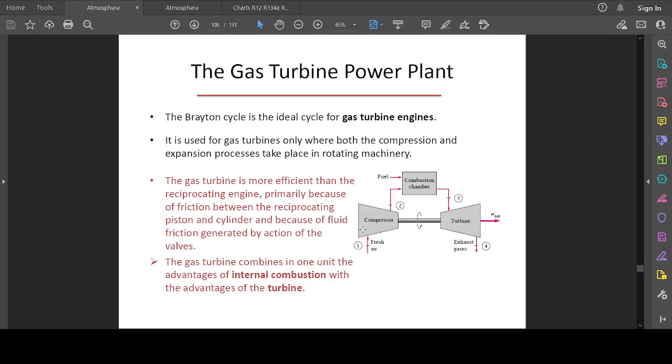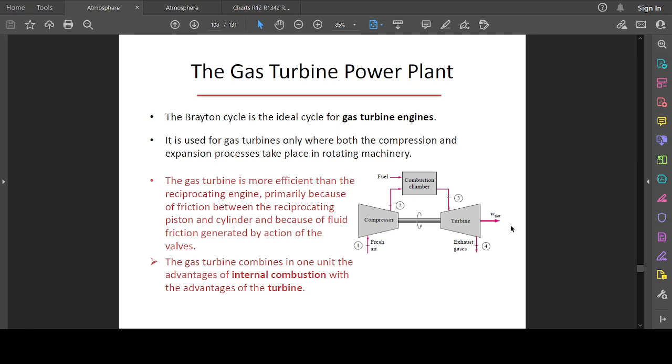So the Brayton cycle is the ideal cycle for gas turbine engines. It is used for gas turbines only, where both the compression and expansion process take place in rotating machinery. As you can see here, the rotating machinery here. So the compression and the expansion work occurs here. So this is where the cycle is used, the Brayton cycle.